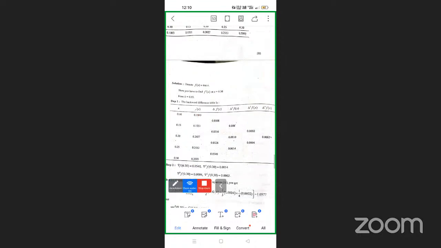Backward difference table: this is nabla f of x, nabla square, nabla cube, nabla power 4 f of x. In both backward and forward cases, the difference table is the same. We take the difference between these two values, 0.1551 minus 0.1003.